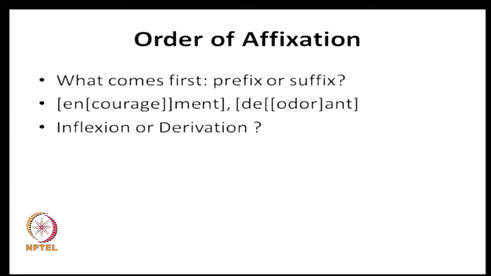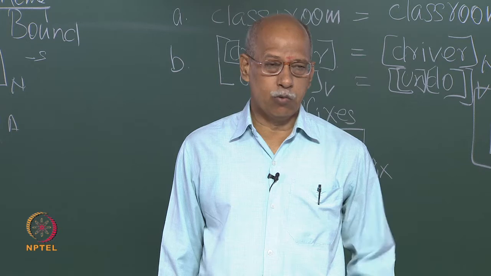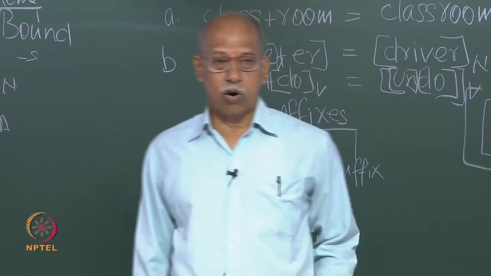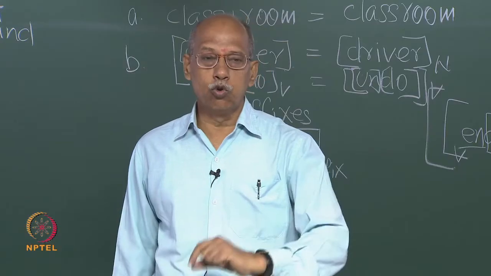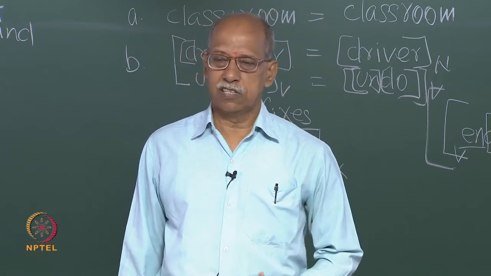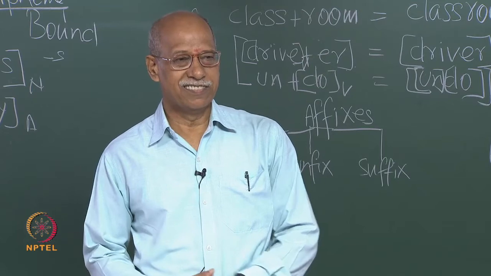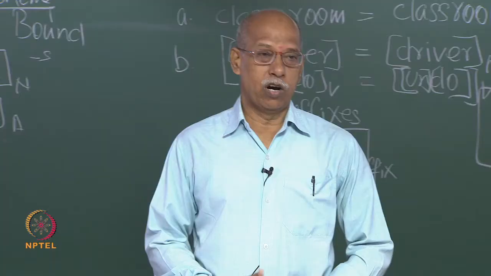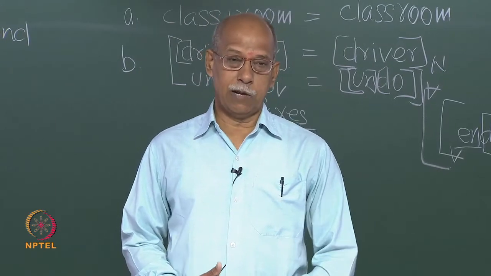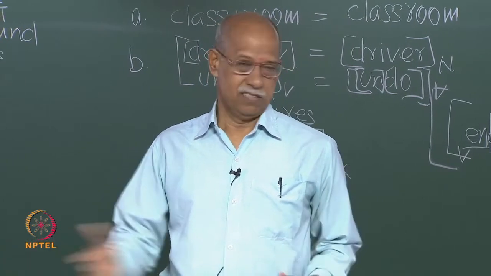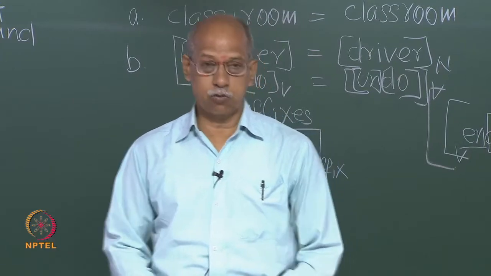Given, say for example, the word before you, encouragement. There are three parts. There is a prefix. What is the prefix here? N. What is the suffix here? Ment. What is the stem, the root word? Courage. Now, to this root word courage, what came first, N or ment? What is your answer? Because you have a word like encourage, but you do not have a word like encouragement. Fair enough? But look at the next word.